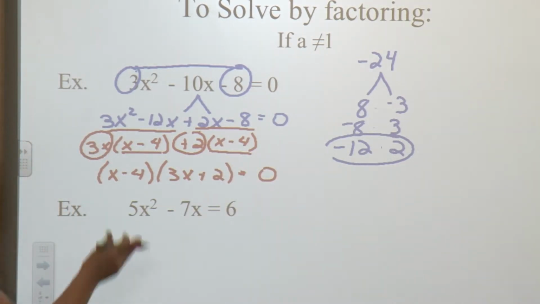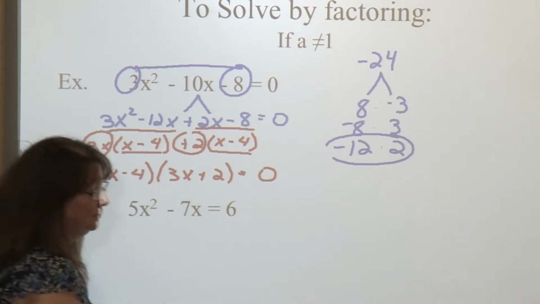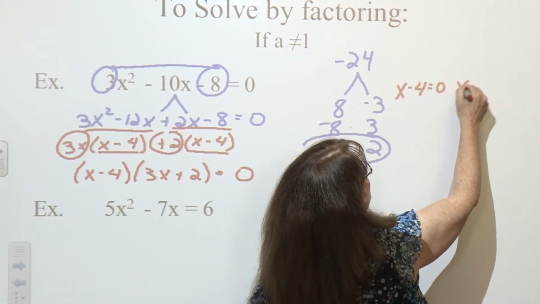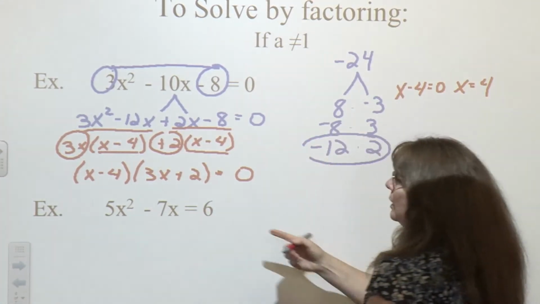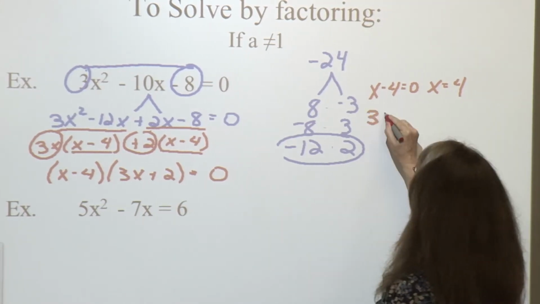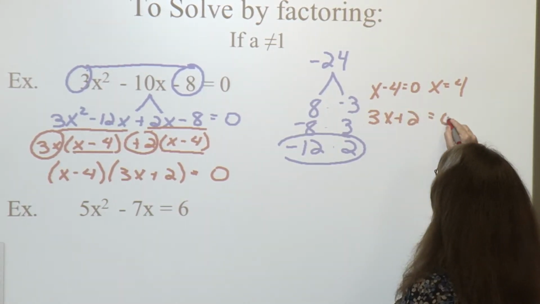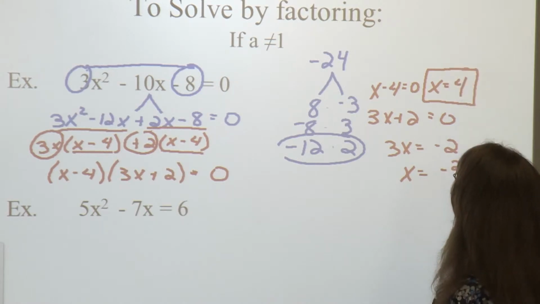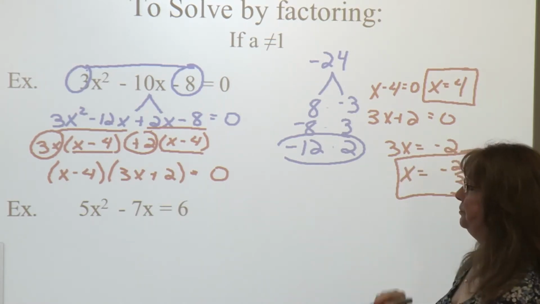Finish solving it by taking each factor and setting them equal to 0. x minus 4 equals 0, so x equals 4. And 3x plus 2 equals 0. 3x will equal negative 2, and x is going to be negative 2/3. Again, you've got two solutions for your quadratic.